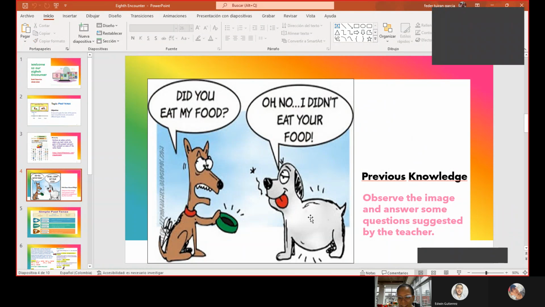What do you think, Anwar, about this image? The partner Edwin, yes, Edwin already said everything. The dog is angry with the other dog for eating their food.